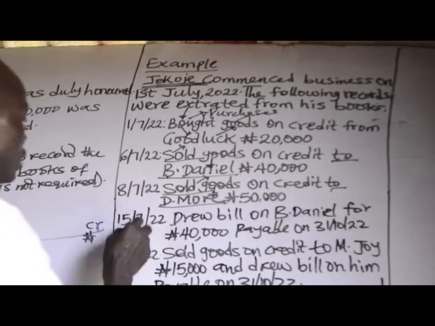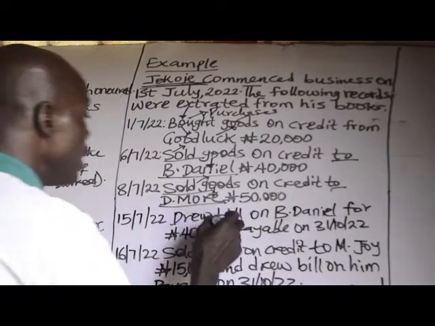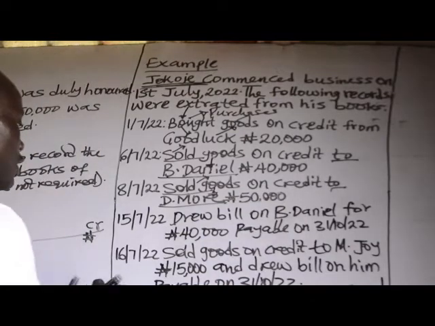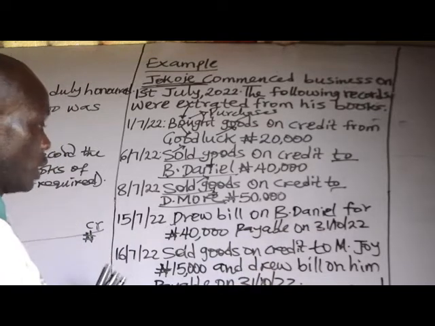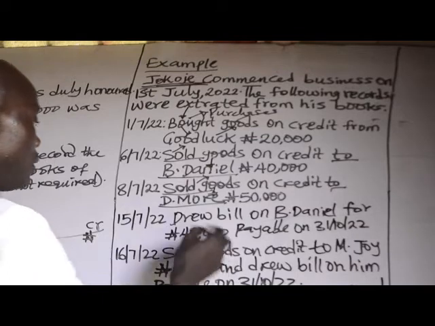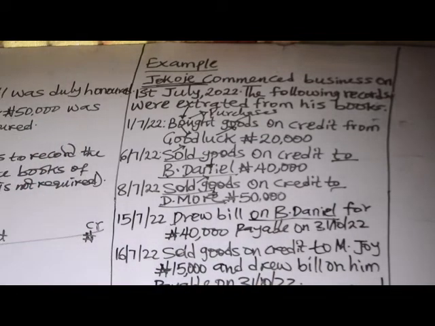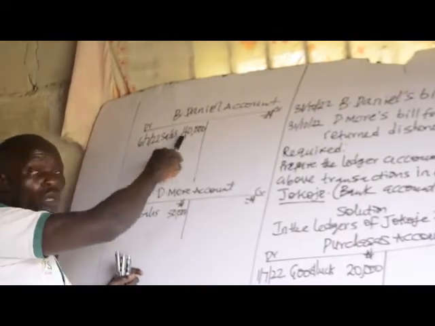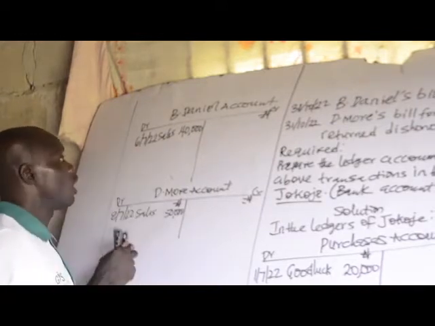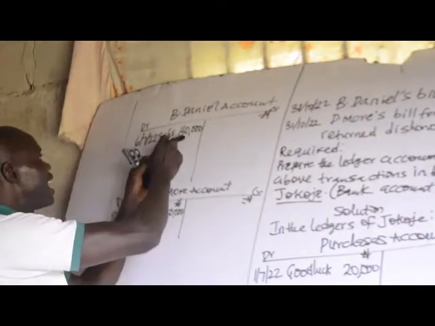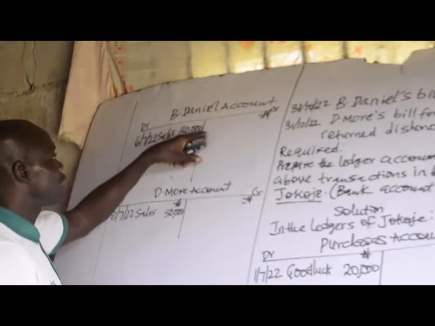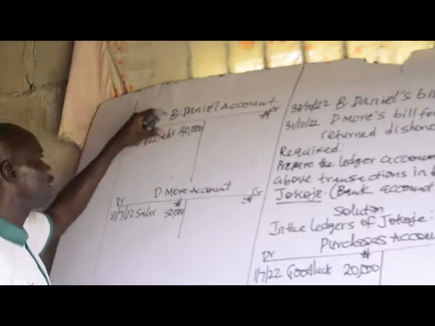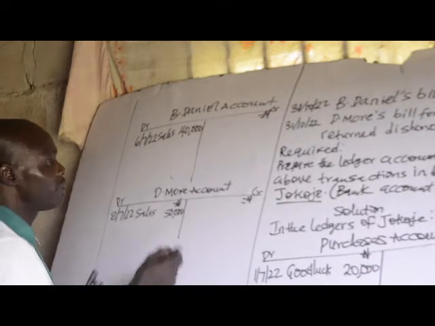On the 15th of July 2022, drew a bill on B. Daniel for 40,000 naira, payable on 31st of October 2022. Where is B. Daniel? B. Daniel is a debtor. When you draw a bill on him, upon the receipt of the bill, and B. Daniel accepts the bill, it is assumed that the bill has discharged the debt of B. Daniel. The transaction took place as of the 15th of July.